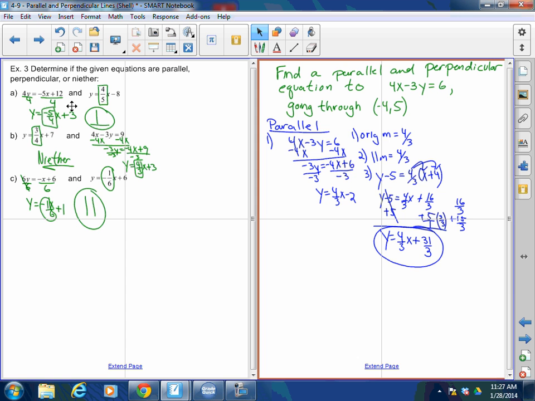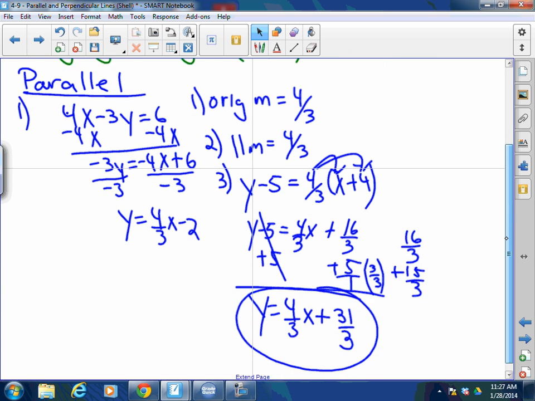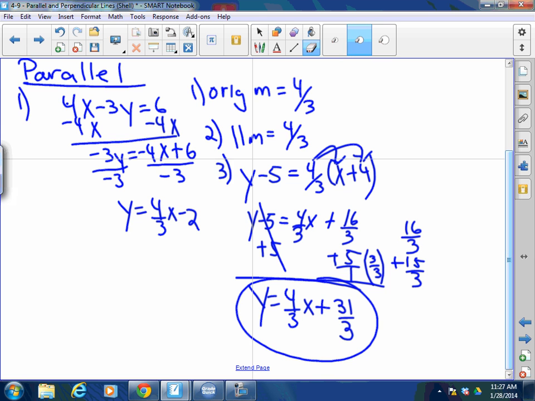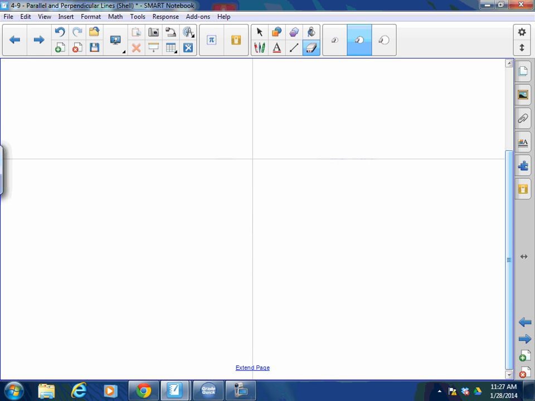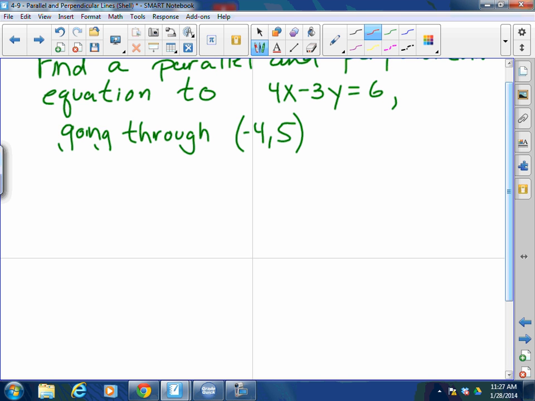I'm going to erase this now, and I'm going to put the perpendicular information in red. Okay? Oh, I shouldn't have done that. What was my original slope again? Do you guys remember? Okay, thank you, my friends. So the original slope was 4/3. We already figured that out. My perpendicular slope?